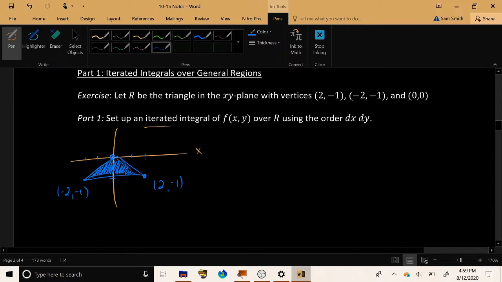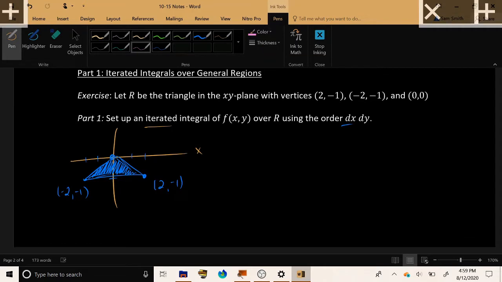Alright, now recall that when we are trying to set up an iterated integral in the order dx dy, our first objective is to find the functions which bound our region on the right-hand side and on the left-hand side, right and left being the directions corresponding to x. So here is the function bounding our region on the right side, this slanted line.